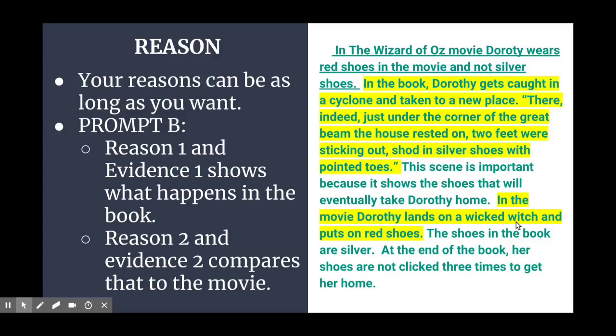Because I chose in my claim to talk about something really specific, the shoes, I have less to say in my reasons. So my second reason, the shoes in the book are silver. At the end of the book, her shoes are not clicked 3 times to get her home. I have a lot less to say in my reasons because my claim was way too narrow. Way too narrow. So make sure your reasons go into more depth. Even if you think it's obvious, still say it. Better to get it on paper than to not.